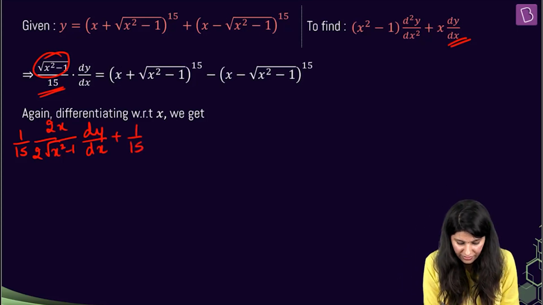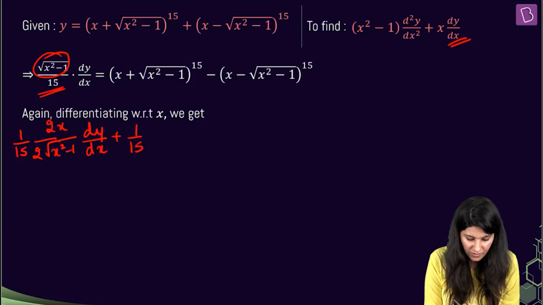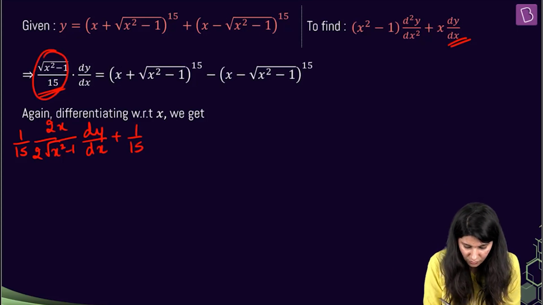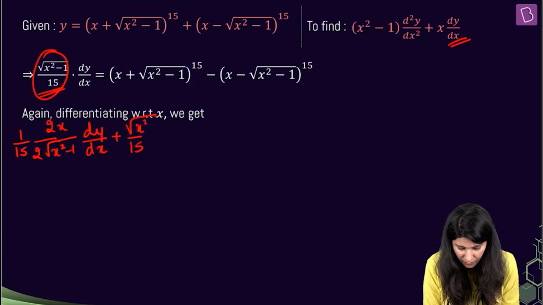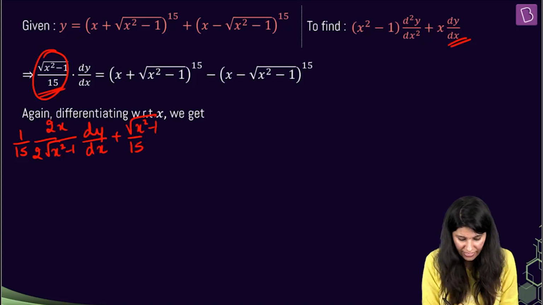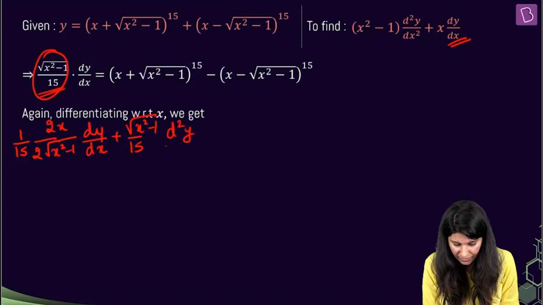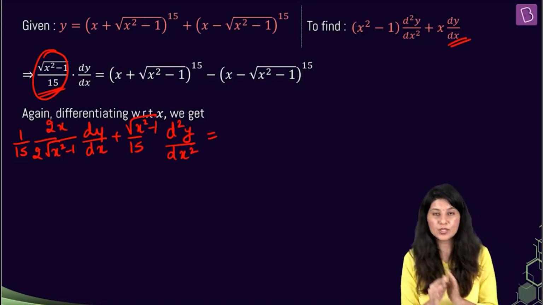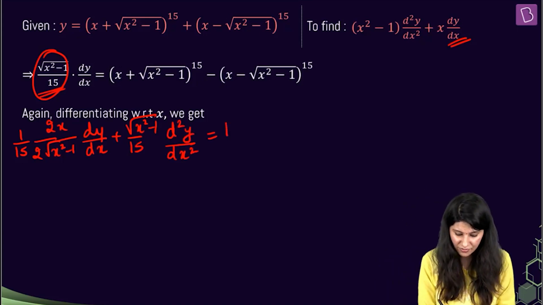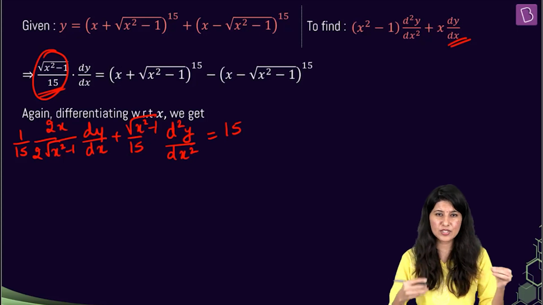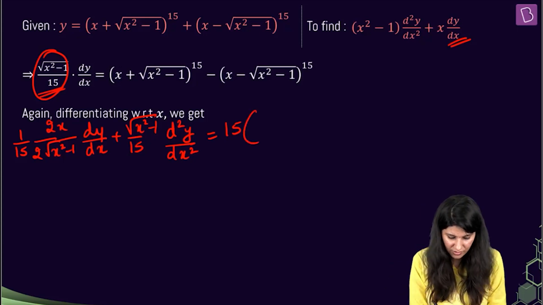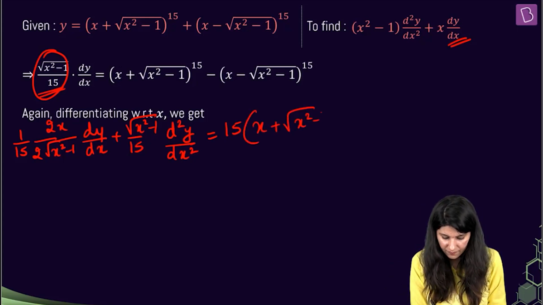Then 1 by 15. This time, this is as it is, so you have square root of x square minus 1 as it is. 15 as it is. Here this would be d2y by dx square. This is equal to the right hand side derivative. So let's differentiate again, same thing. The question is a bit lengthy, so I'm just differentiating again.